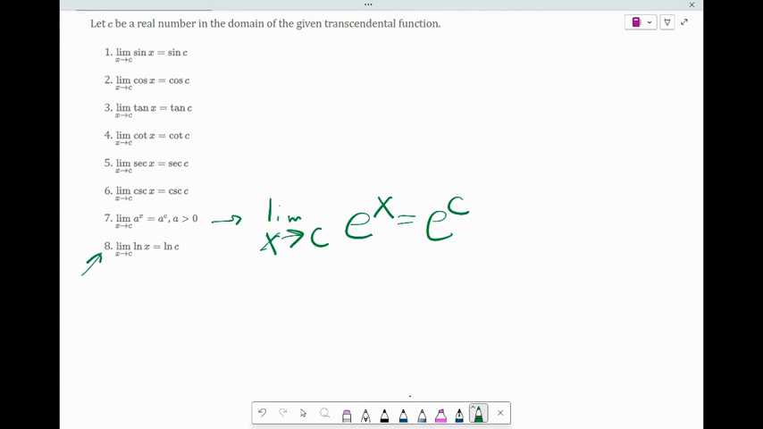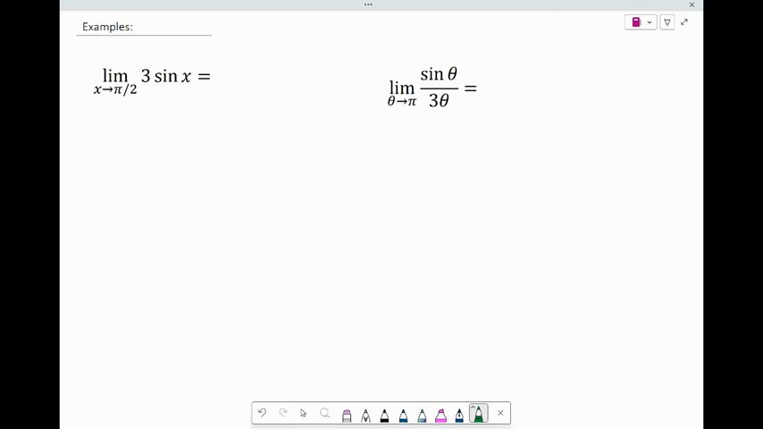So essentially all these functions, now for tangent, if we think about the graph of tangent, tangent is really sine over cosine, and anytime the cosine is 0, the tangent is undefined, and then we have a problem. But as long as c is in the domain of the given transcendental function, this will behave just like polynomials. So let's take a couple examples like this. Having the 3 here is really just a scalar multiple, and we could think about it being outside. But we also know that we can just take the limit, the sine of pi over 2 is 1, and the answer would just be 3.